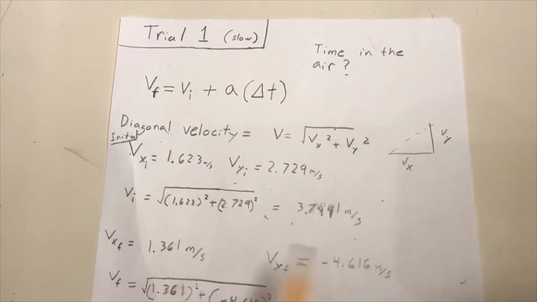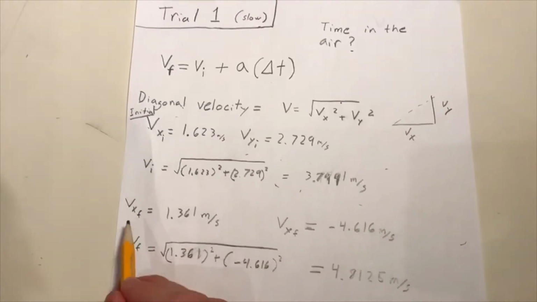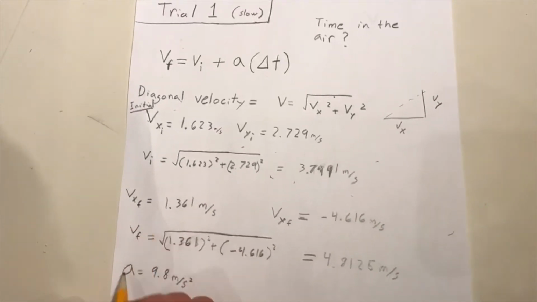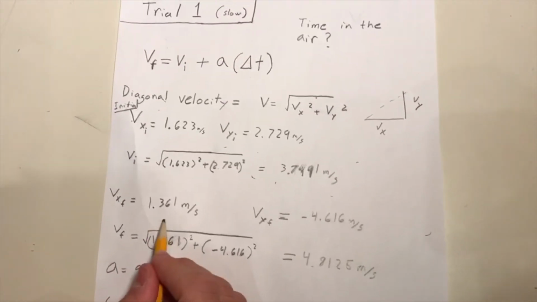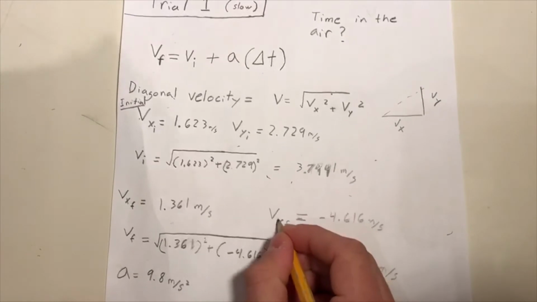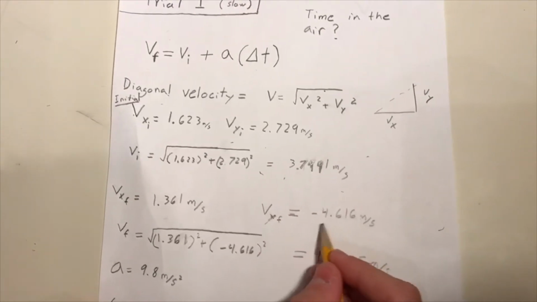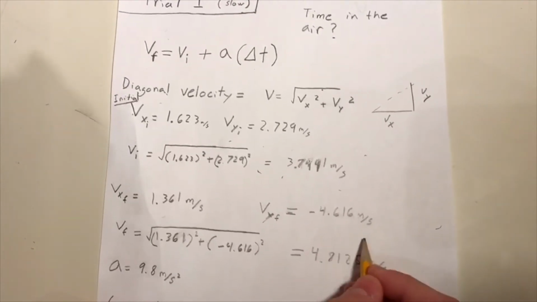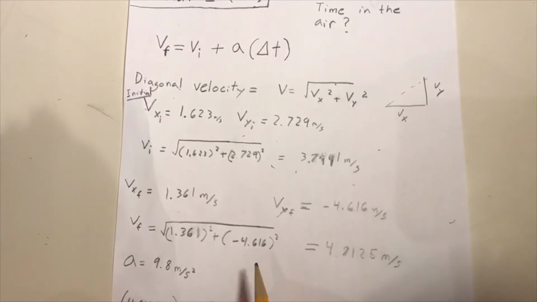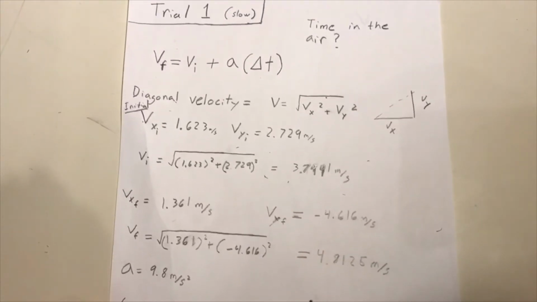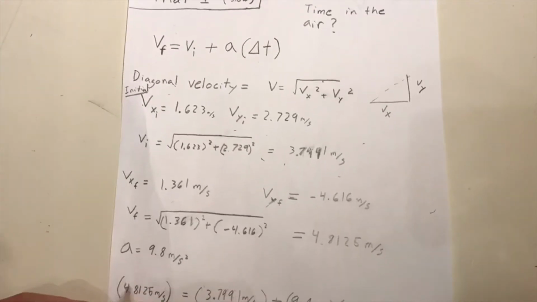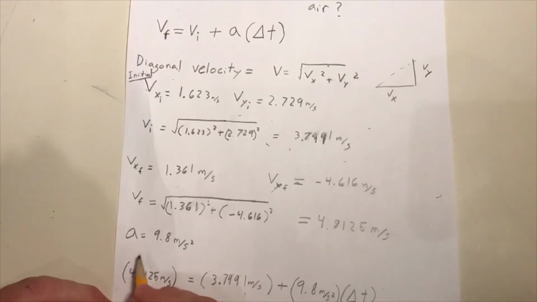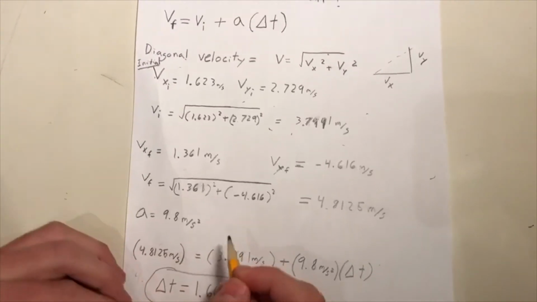Then we have to do the same thing for V final. The Vx is 1.361, and the Vy final is negative 4.616 meters per second. Again, plug this into our equation to find diagonal velocity, and we get 4.8125 meters per second. And we know that our acceleration is going to be 9.8 meters per second squared.